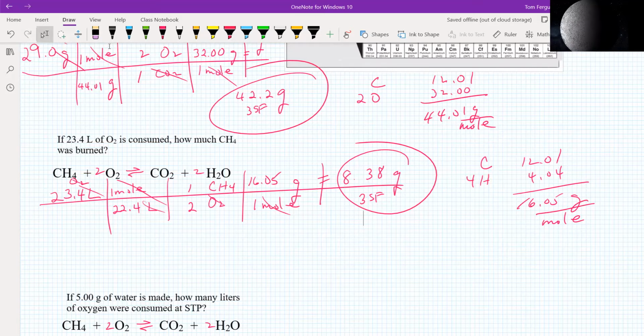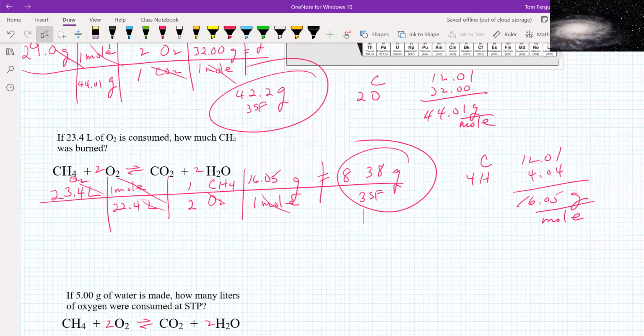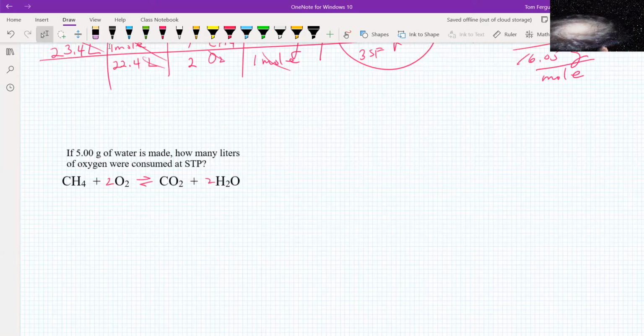Okay, why don't you do the last one on your own here? Same reaction, burning methane and oxygen gives us carbon dioxide and water, and it's already balanced for you. So how many liters of oxygen if 5 grams of water is made? Remember, it's always 3 steps.